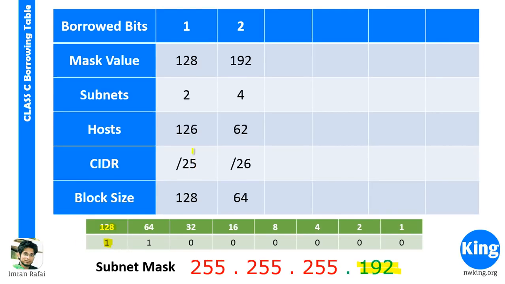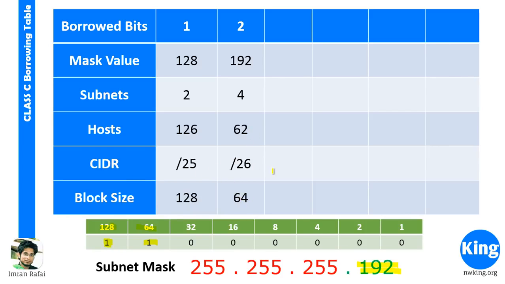When you borrow 2 bits, the mask value becomes 192. That is 128 plus 64. So the mask value is 255.255.255.192. It creates 4 subnets. If you borrow 2 bits, 2 to the power 2 is 4 subnets. Place value is 64, so that's the block size. Number of hosts is always minus 2, it's 62.